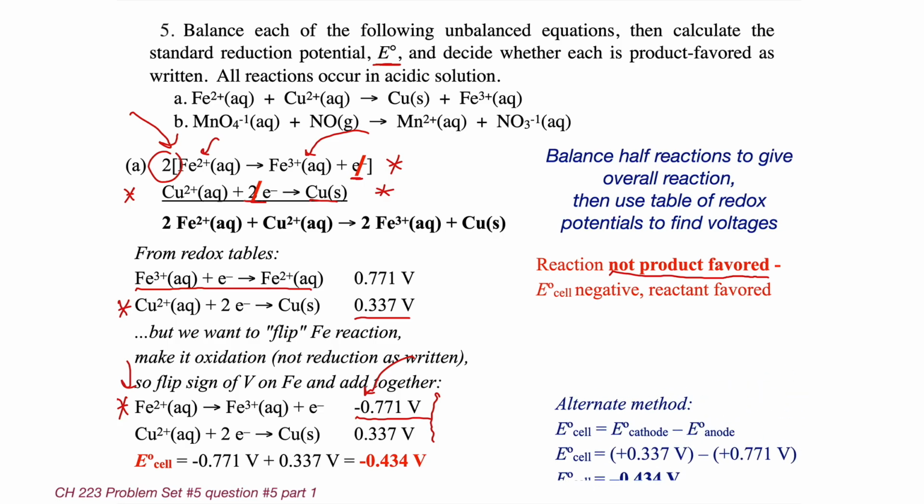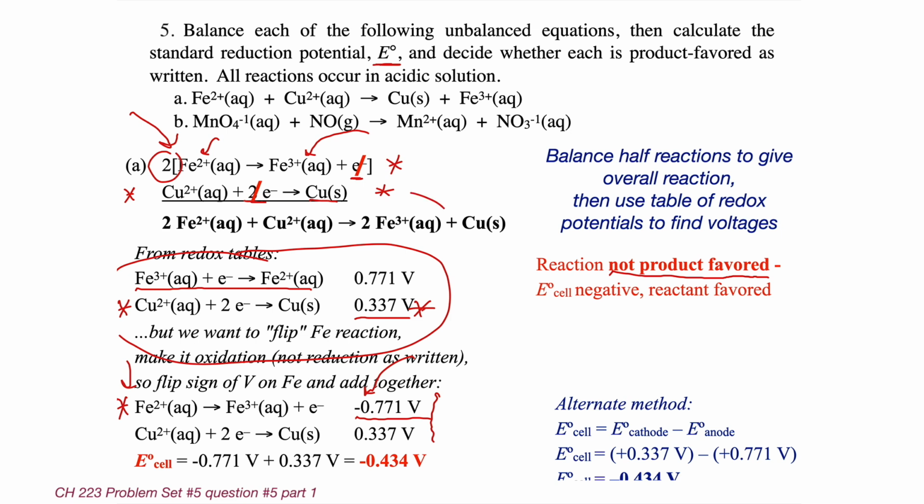Now, sometimes in books they'll talk about E cathode minus E anode, and that's fine too if this is a way that works for you. And what it's referring to is that if you go back to the redox tables, all right, which are these things right here I just circled, the cathode, the reduction, all right, that's the copper 2+.